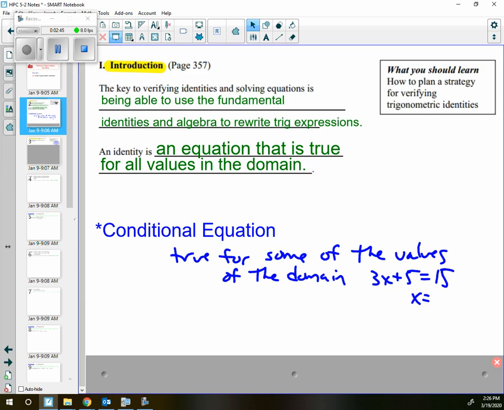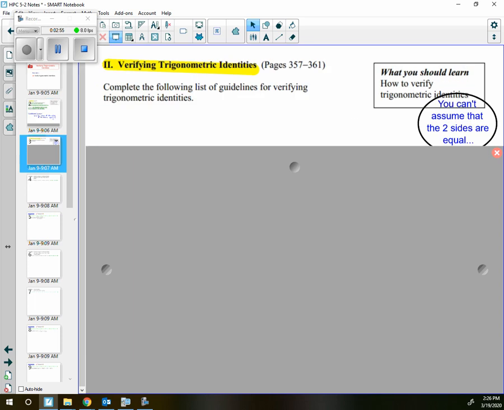So ultimately, we're going to head for conditionals. We're going to be looking at ones that only have certain values. But for today and the next couple of days, we're going to be talking about identities, ones that are true for all values. All right, so we're going to go through this list of guidelines. We want to make sure that we have our strategies in place.